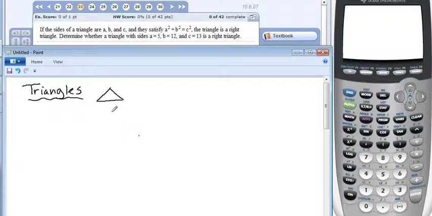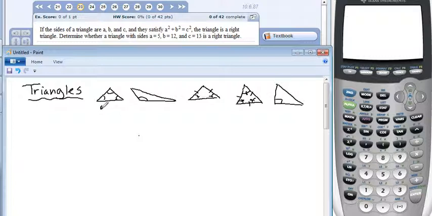We have acute triangles, where all the angles are less than 90. We have obtuse triangles, where one of the angles is bigger than 90. We have isosceles, where two of the sides are the same and two of the base angles are the same. We have equilateral, where all sides are the same and all angles are the same. And then we have a right, where one angle is exactly 90 degrees.